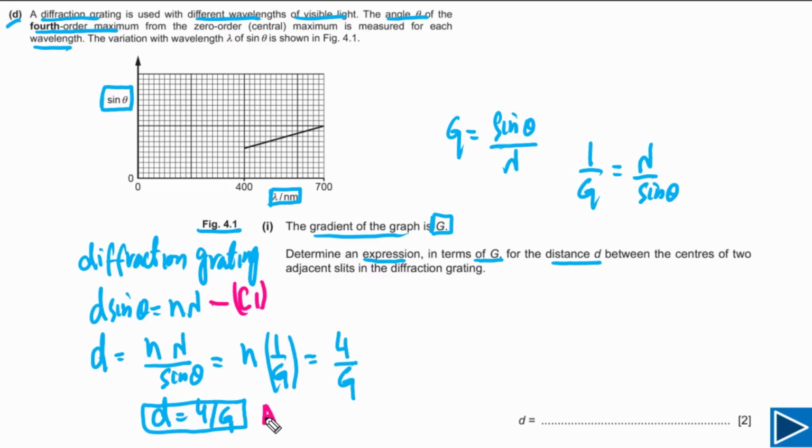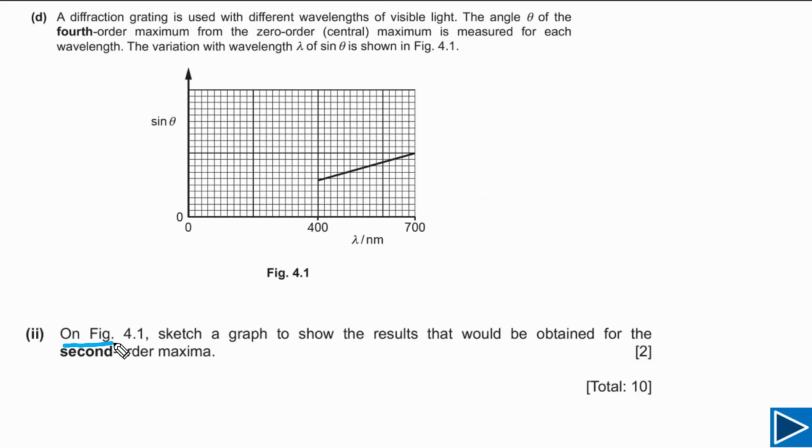And the final mark is answer mark. So this is answer mark. For the second part on figure 4.1, we need to sketch a graph to show the results that would be obtained for the second order maximum. So this is quite a straightforward question.